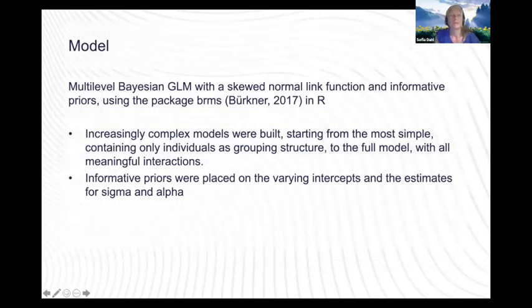So for this, we did an approach with multi-level Bayesian general linear models with a skewed normal link function and informative priors. We had increasingly complex models, starting from the most simple one, with essentially just the grouping structure. And then we built up to the full model. And testing between these, we ended up with the full model.